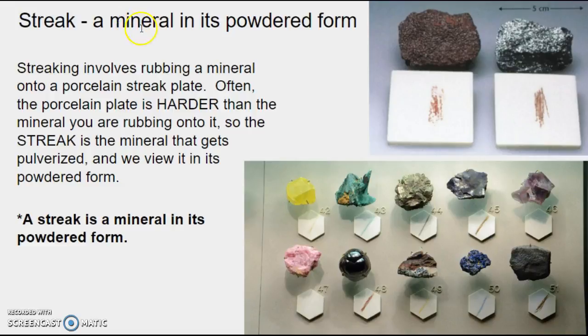Okay, moving on into streak. The streak is the mineral in its powdered form. You could just rub a mineral over the white porcelain plates that we have in class, and you can find its streak. And the streak doesn't always have to be the color of the actual mineral itself. Streaking involves rubbing a mineral onto a porcelain streak plate. Often the porcelain plate is harder than the mineral that you're rubbing onto it, so the mineral gets pulverized, and we view it in its powdered form. Therefore, a streak is a mineral in its powdered form.